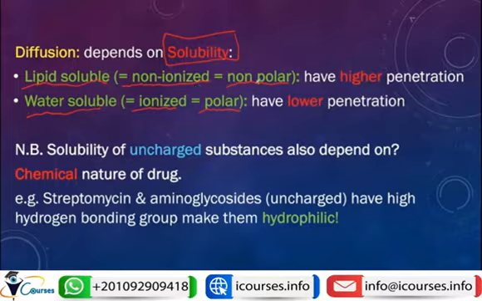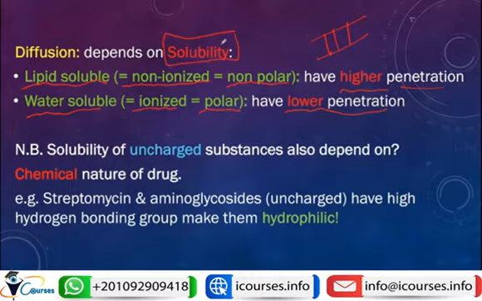Generally speaking, when we are talking about the eye or even the brain, the drugs that are more lipid soluble have higher penetration inside the eye, because the plasma membrane, or the epithelium, sorry, has a lipid layer, and the drug can easily pass through this lipid layer, so it will have higher penetration. The water-soluble or hydrophilic drugs have lower penetration through the epithelium of the cornea.